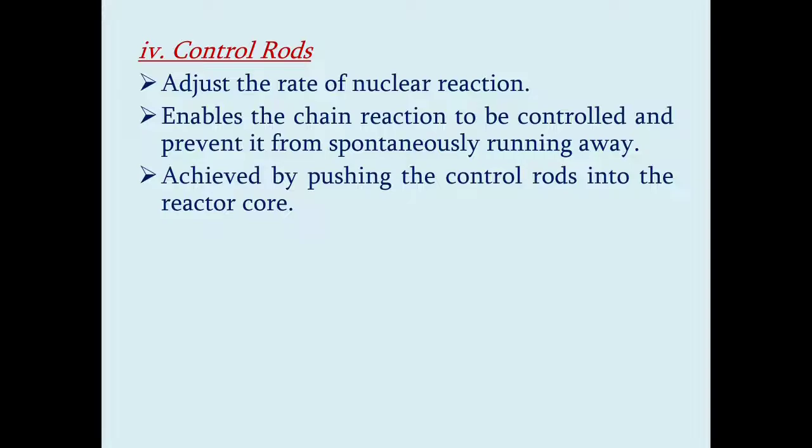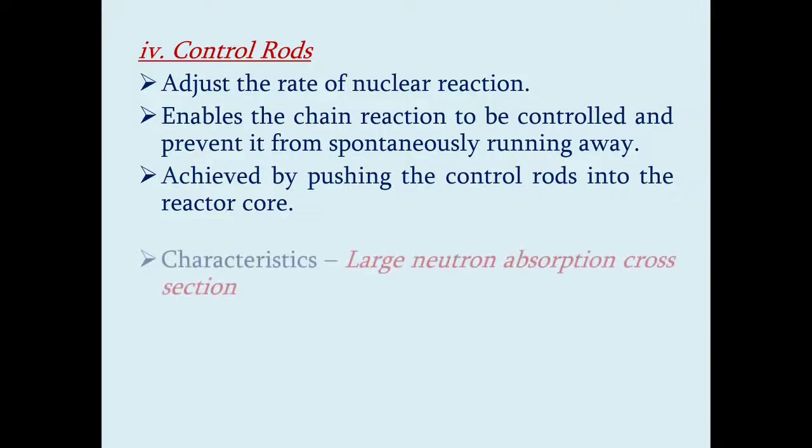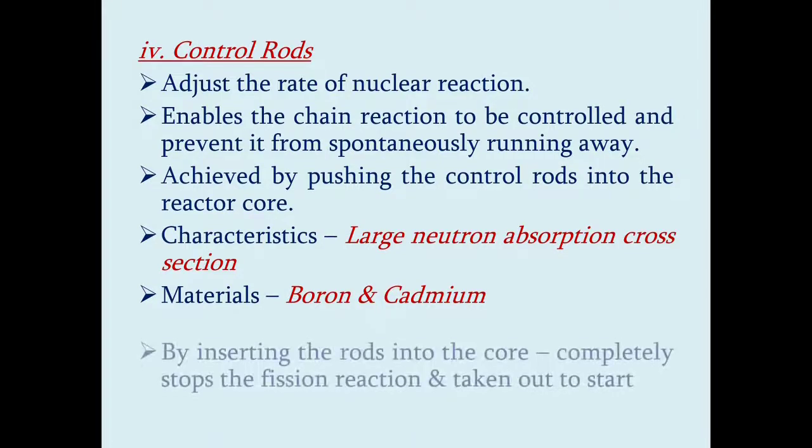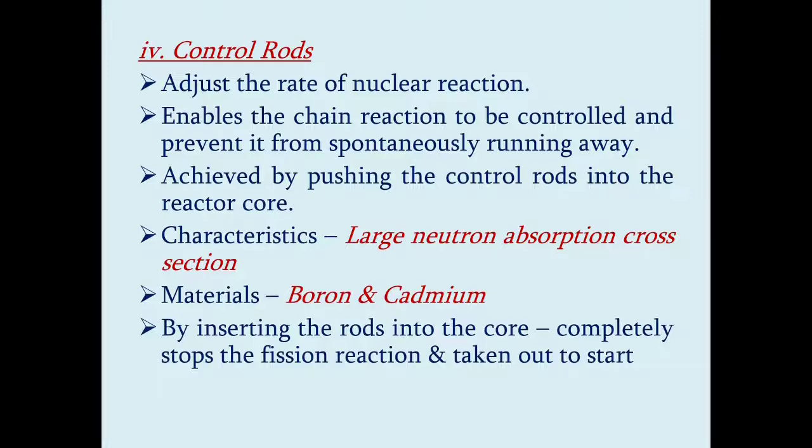If you want to stop the reaction, we can push the control rods into the reactor core. Control rods should have characteristics like a large neutron absorption cross section. When you push the control rods inside the nuclear core, they absorb the neutrons available there, stopping further chain reactions. Usually boron and cadmium are used as materials for control rods because boron and cadmium capture neutrons; they have a high absorption cross section. So if you want to stop the fission reaction, we insert the control rods into the nuclear core, and if you take the control rods out of the nuclear reactor, then the chain reaction is started.